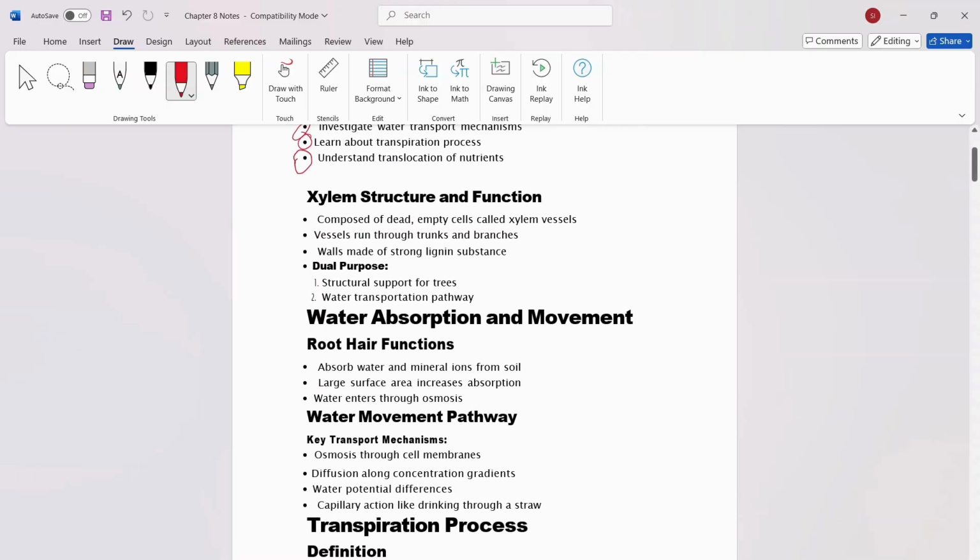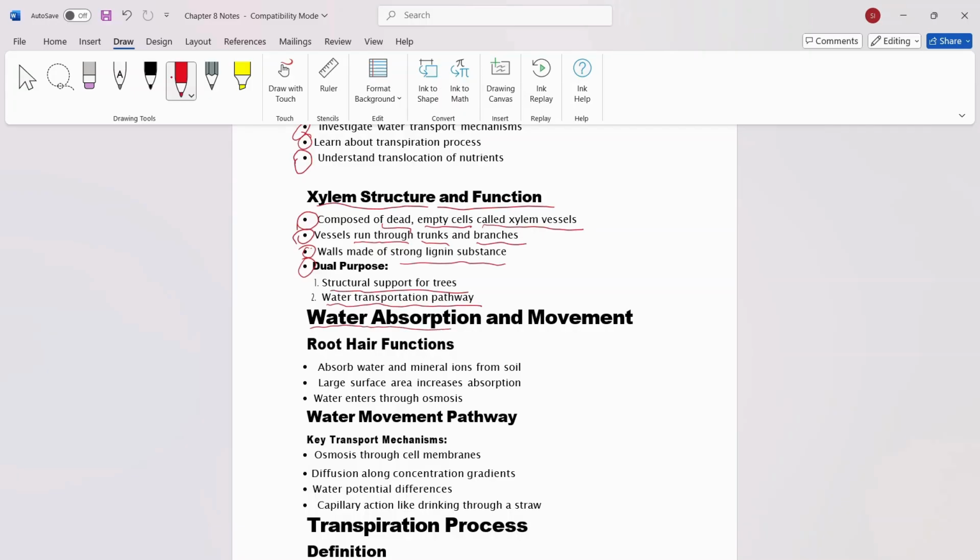Let's start with xylem structure and function. It is composed of dead, empty cells called xylem vessels. These vessels run through trunks and branches. The walls are made of a strong substance called lignin. It has a dual purpose: structural support for trees, and it also provides a water transportation pathway.